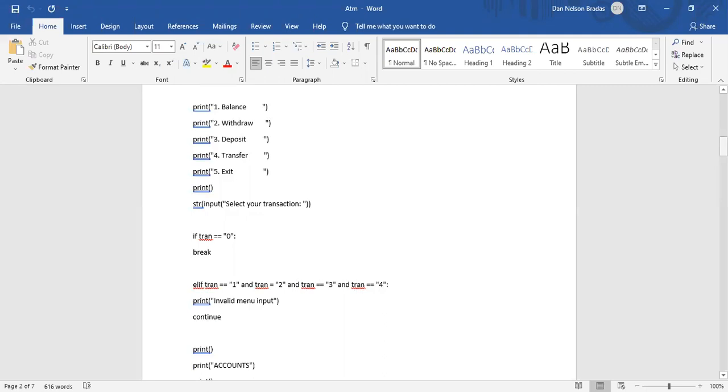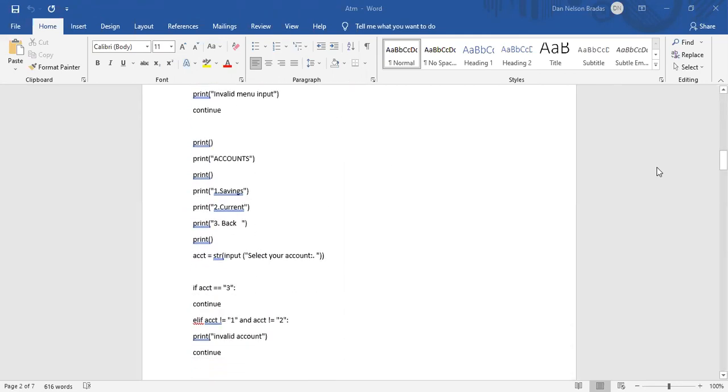If transaction is assigned to 0, then break. If transaction is not equal to 1, 2, 3 and 4, print invalid menu input. Continue. Print inputted, print accounts, print inputted, print savings, number 2, current, print inputted. For the following, string input, select your account. If account number is 3, then continue.